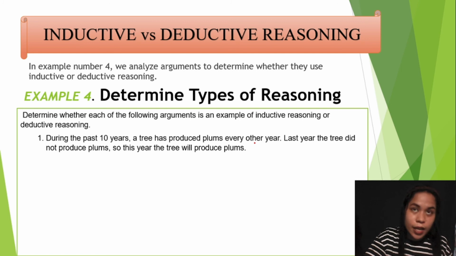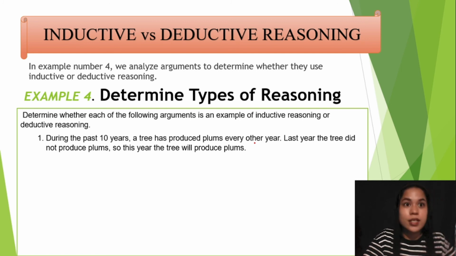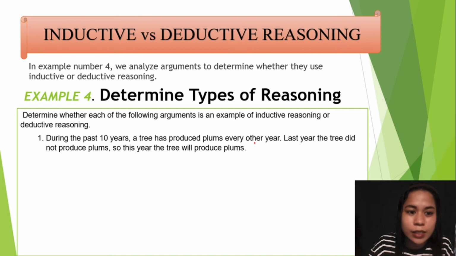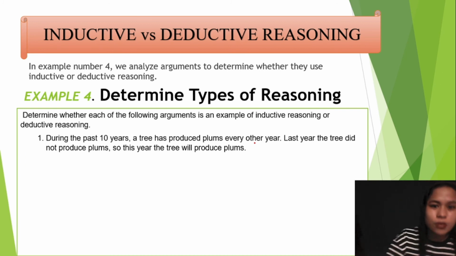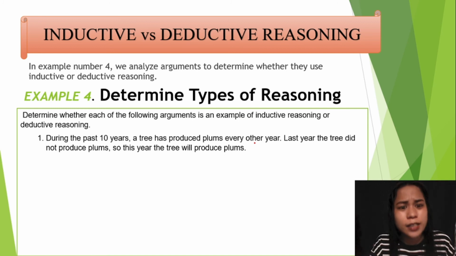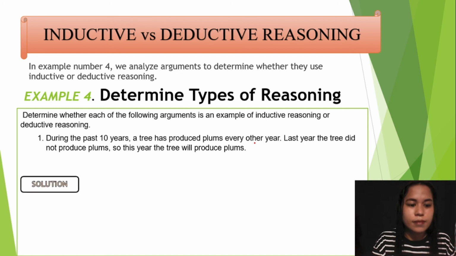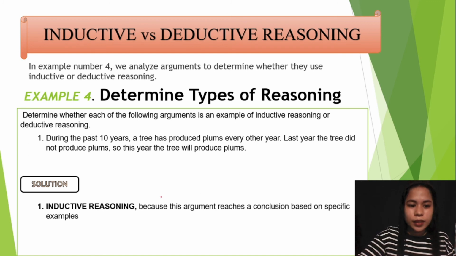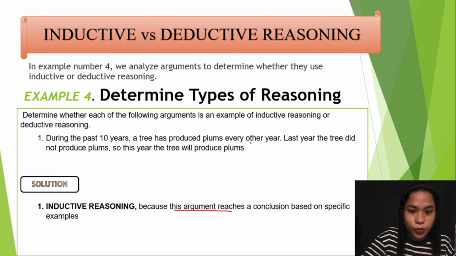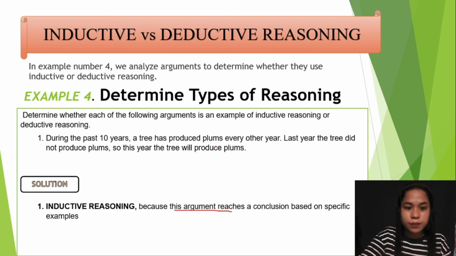And sa susunod na taon, hindi na naman. And sa next year, magpo-produce na naman. So ibig sabihin, meron siyang pattern. So, anong type ng reasoning kaya to? Is it deductive or inductive reasoning? So, in number 1, the type of reasoning is inductive because itong argument na to, it reaches a conclusion based on a specific example. So, yung conclusion natin dyan, a tree has produced plums every other year.